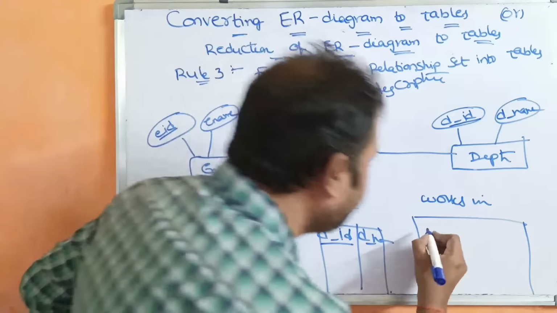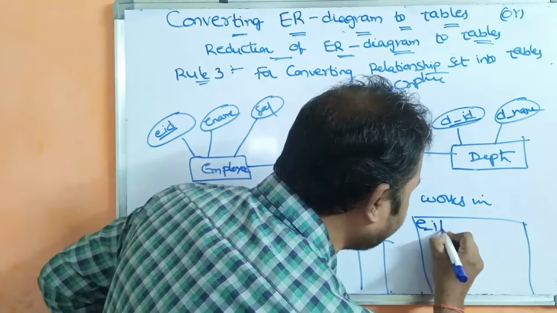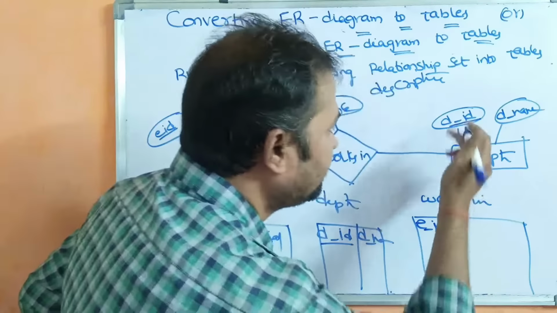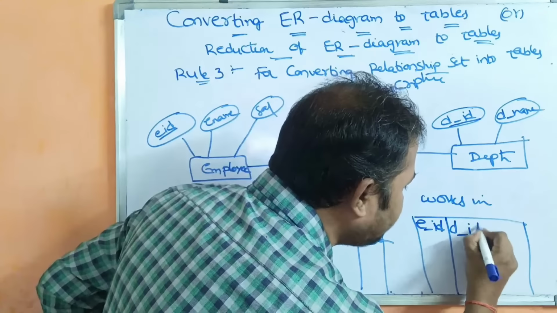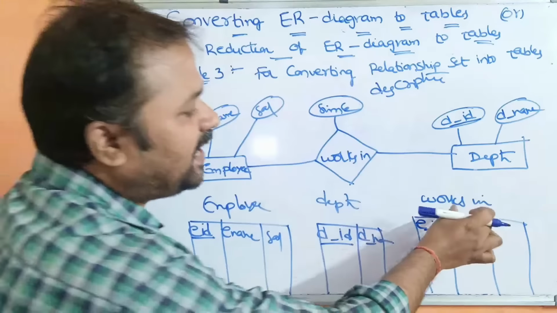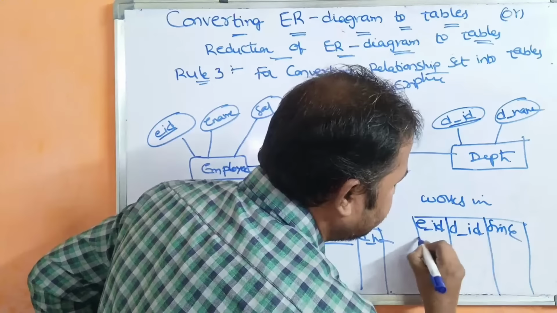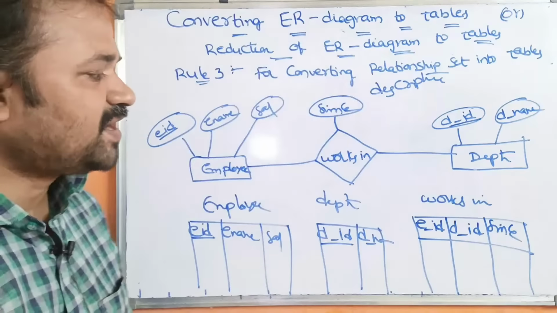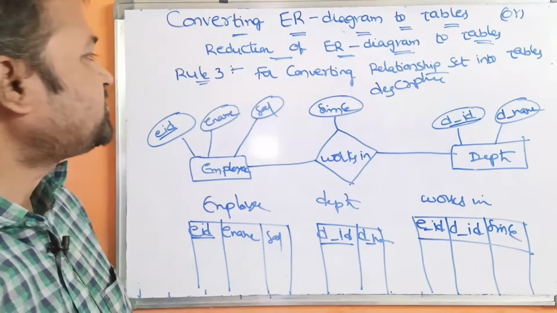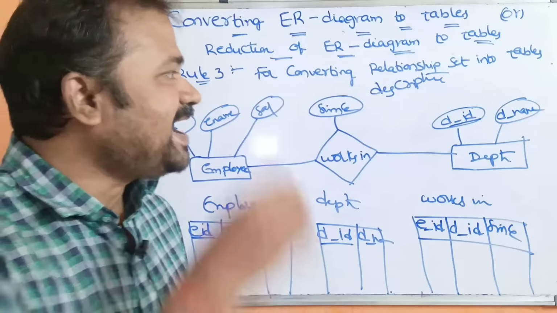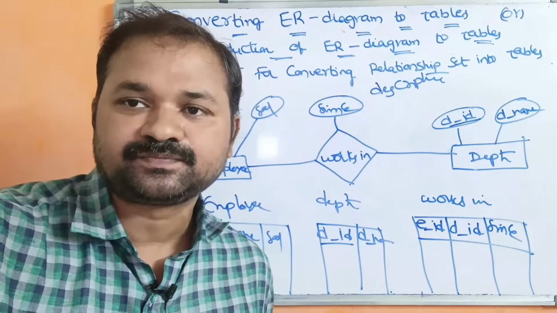So here the column names are employee ID, which is foreign key, department ID, which is foreign key, and works in has an attribute called since. So these are the columns of the works in table. In this way we can convert a relationship set into a table.